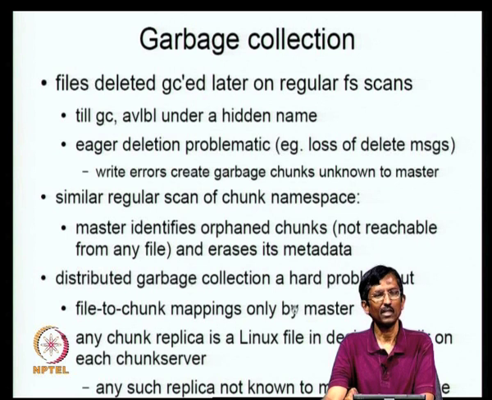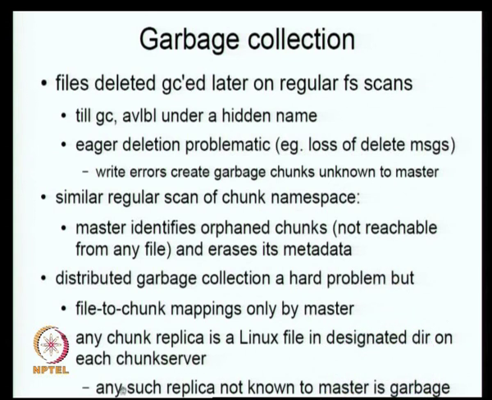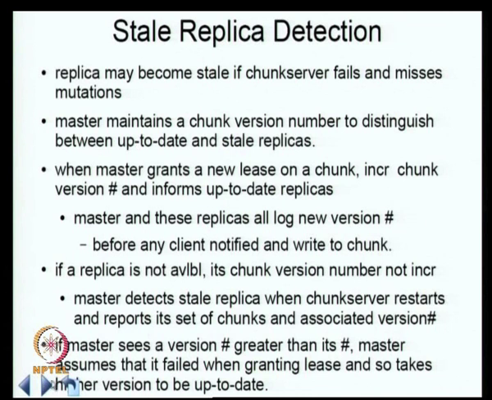Okay. As we discussed earlier, the master is responsible for all the chunks that are there, and the chunk to file mappings are kept in memory by the master, because once the chunk server comes online, it sends all the mappings, and then the master keeps a consolidated list of all the file to chunk mappings. And any chunk replica is a Linux file in a designated directory on each chunk server. Any replica that is not known to the master is garbage, so that can be deleted. Okay. So this way they solve a slightly tricky problem in a slightly simpler manner.